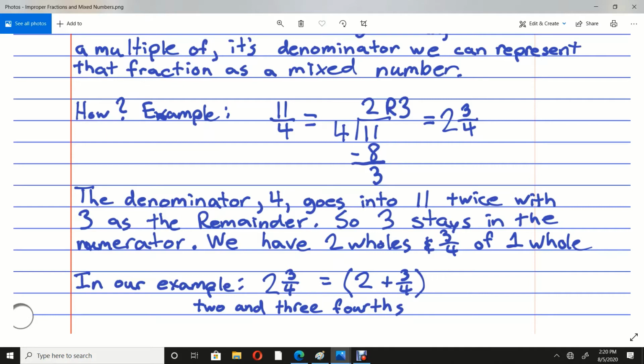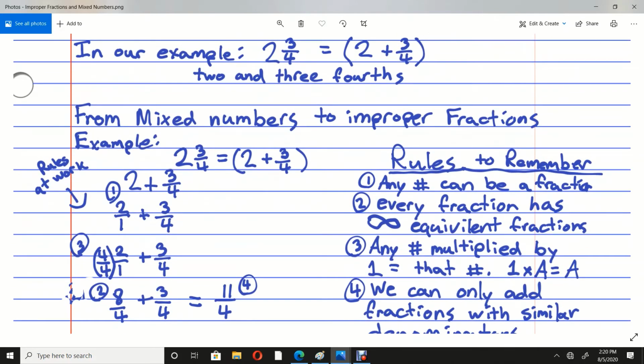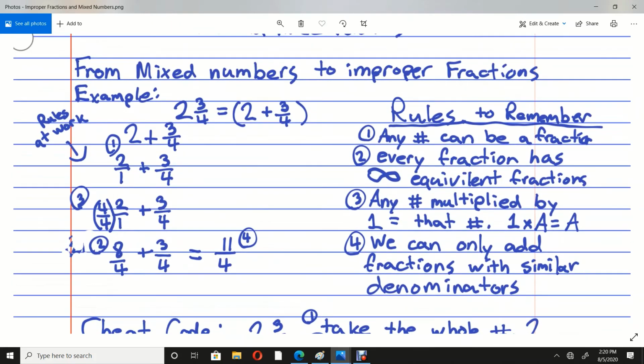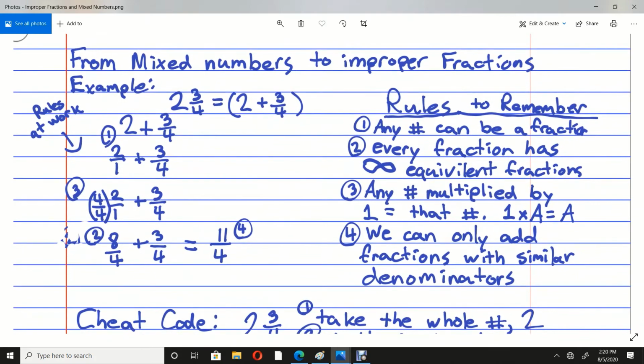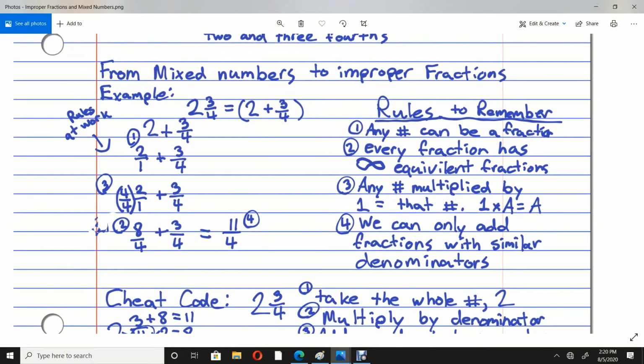I just wanted to explain that because we're going to go into how to write mixed numbers as improper fractions. Anyway, let's see if we can get this in the frame that I want. I need to make it smaller.